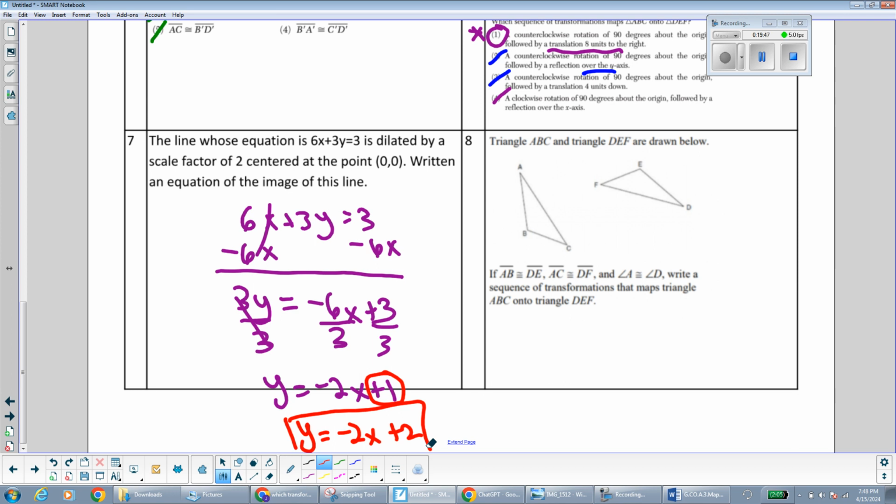Once again, that's if the center of dilation was on the line. Here, the center of dilation, the origin, is not on the line. Because if you take the point (0, 0) and plug it into the equation, 0 plus 0 is 0. 0 is not equal to 3, so it's a false statement. So the point (0, 0) is not on this line.